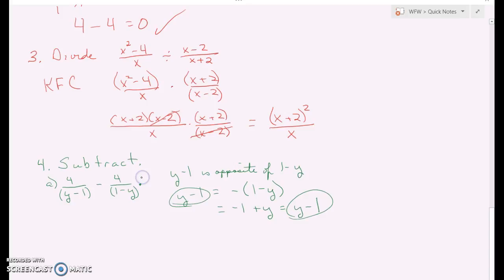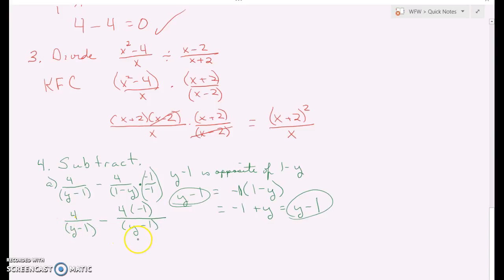Now, if we take the second fraction and multiply it by negative 1 over negative 1, remember, you can multiply anything by the number 1. And negative 1 over negative 1 is 1. So if we do that, what we get on the second denominator is 1 minus y times negative 1, right? And when we flesh that out, we find out that's equal to y minus 1. So by multiplying by negative 1, we have 4 times negative 1 on top, and on bottom we have 1 minus y times negative 1, which we've shown is y minus 1.